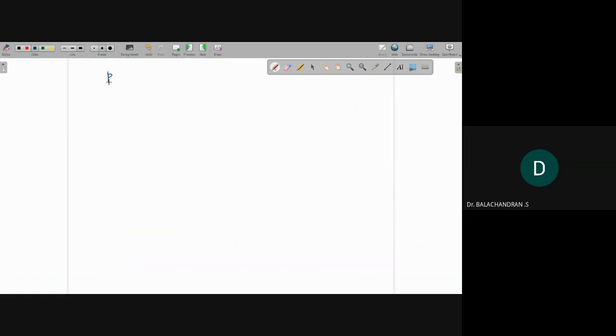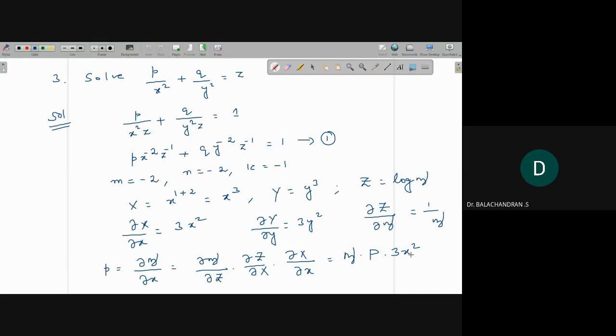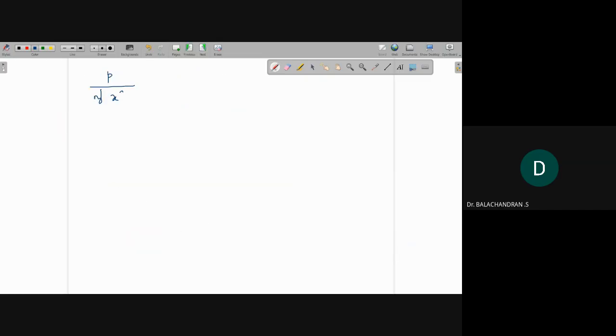So small p divided by z is equal to 3p by z into x square, or z power minus 1 p x power minus 2 is equal to 3p. I call this equation 2. Put it in a box. Next, similarly, we need to find which partial derivative.